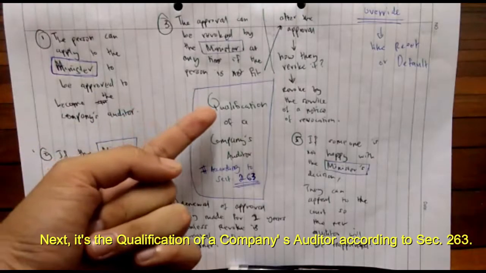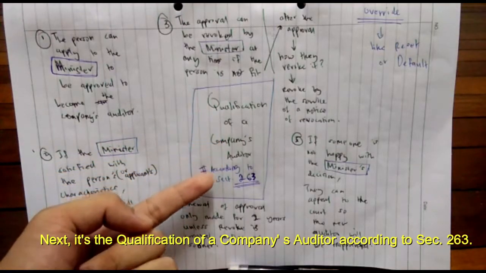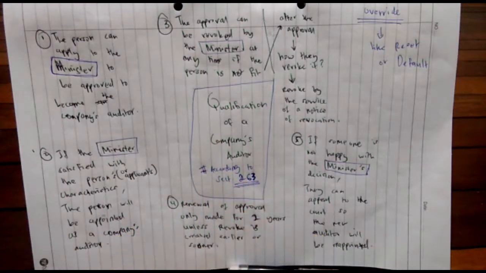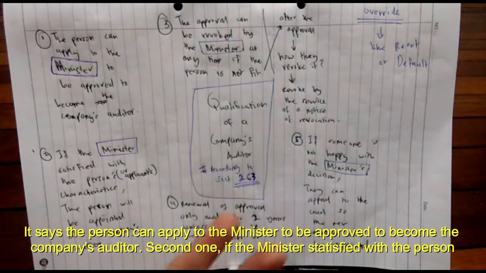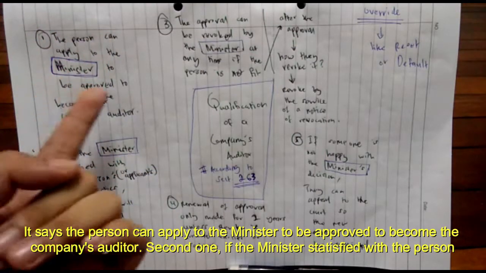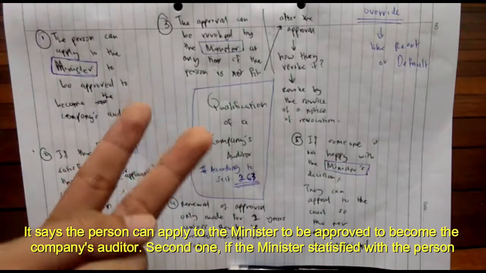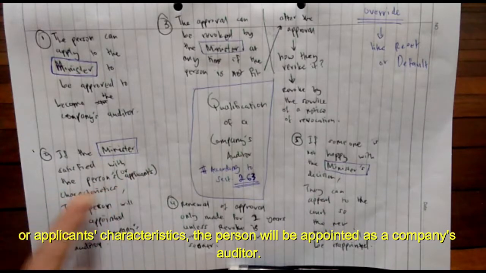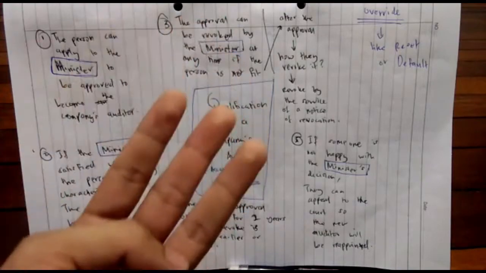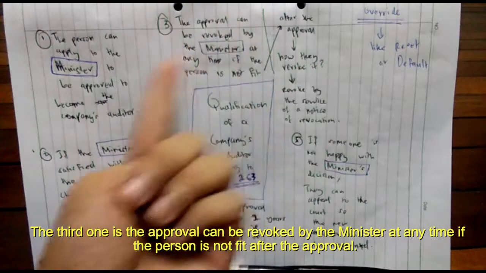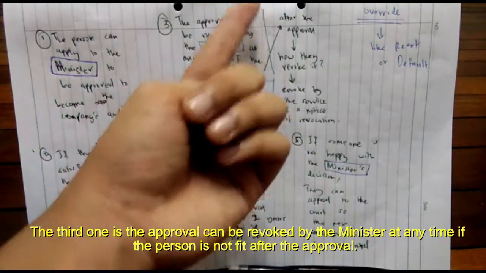Next is the qualification of a company's auditor according to Section 263. It says a person can apply to the minister to be approved to become the company's auditor. The second point is that if the minister is satisfied with the applicant's characteristics, the person will be appointed as a company auditor. The third is that the approval can be revoked by the minister at any time if the person is not fit after the approval.